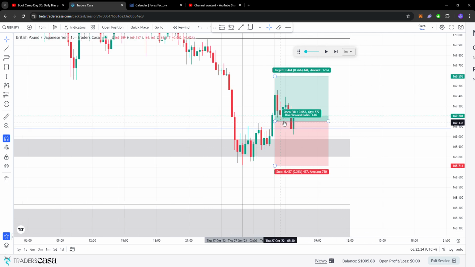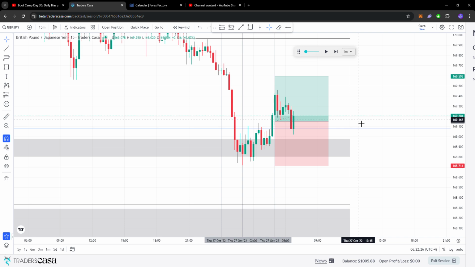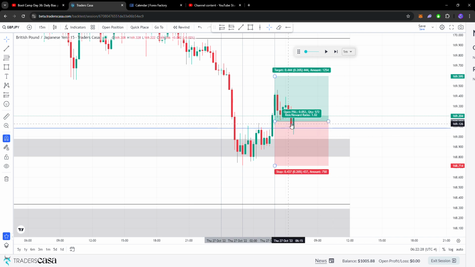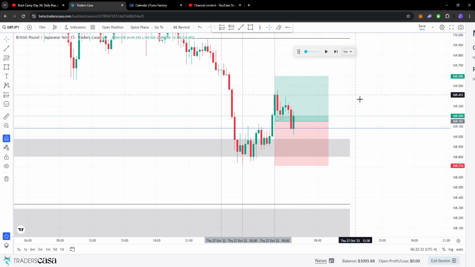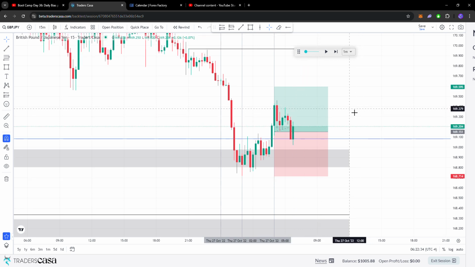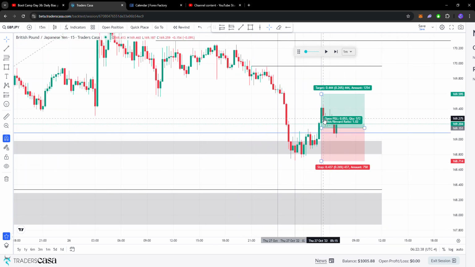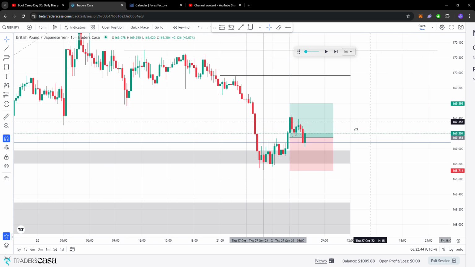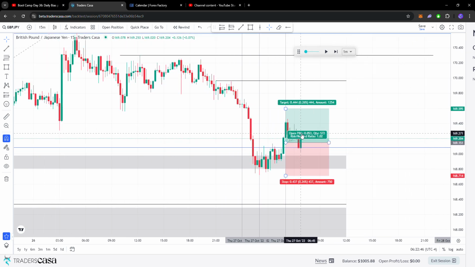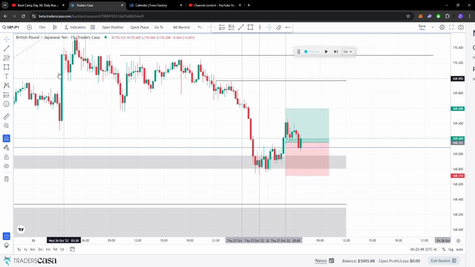But yeah, on that 15-minute break structure to the downside, I cut the trade, but I got lucky and got a bit of a profit. But I'm going to say it was break even. Shouldn't have entered the trade anyway because it was after the kill zone. I don't know if I should have exited it, but that is the reason, because we broke structure back down on the 15-minute.